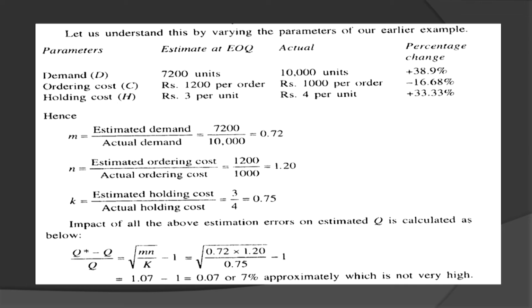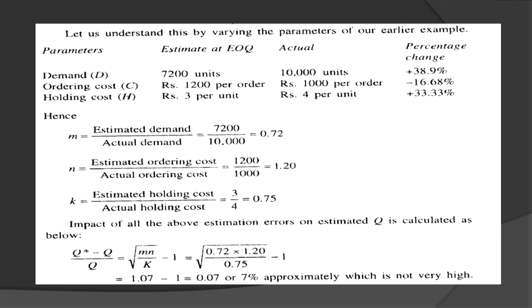So finally the model is (Q* − Q)/Q = √(Mn/K) − 1, and if you put in the values, the error factors we calculated with regard to demand, ordering cost, and holding cost, the total calculation comes to 1.07. Minus 1 gives the difference: the estimated is 1.07 and the actual is 1. So the difference between the estimated and the actual is 0.07, or 7%.